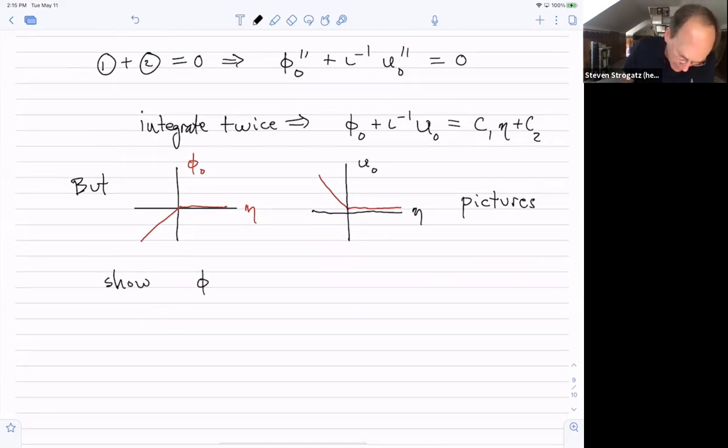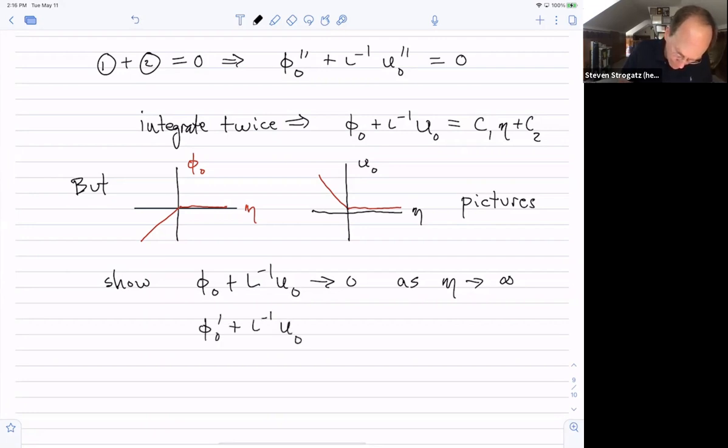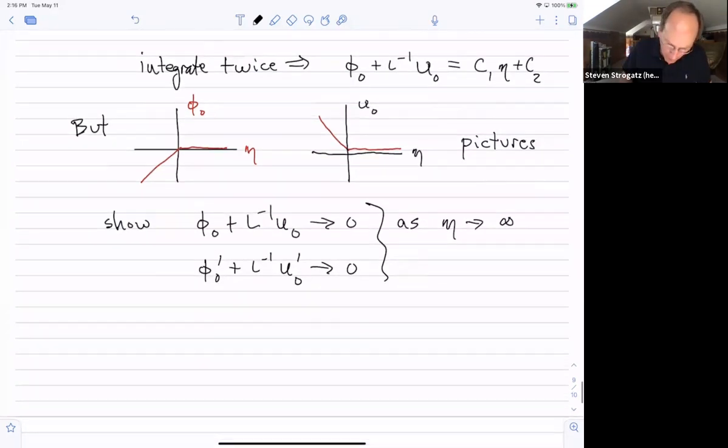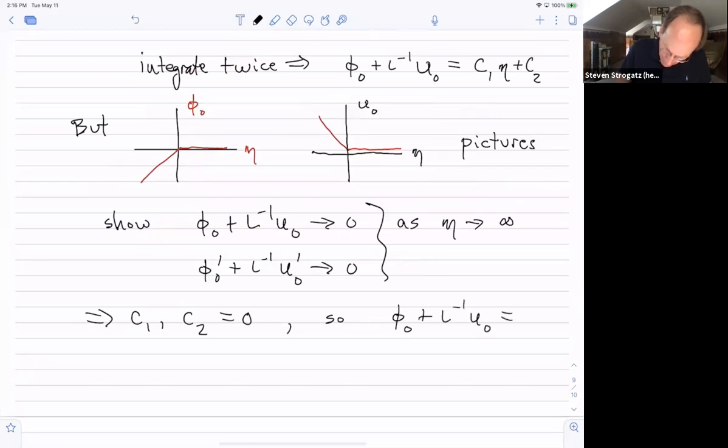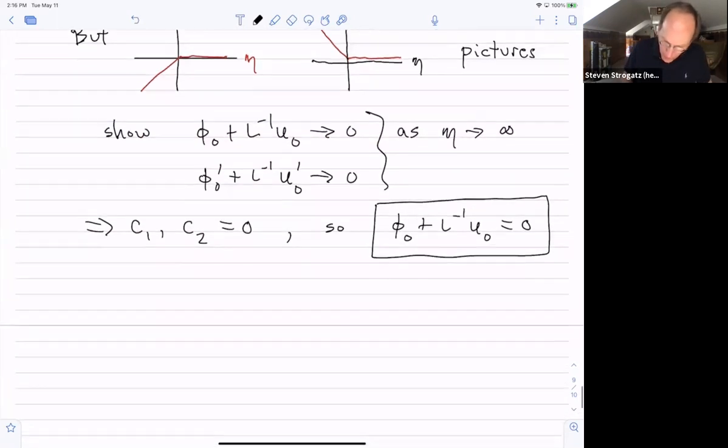a couple of things. One is, let's think about some limiting behavior. Phi zero plus L inverse U zero should go to zero as eta goes to plus infinity, right? Because both curves are zero on that side. Both lines are zero on the right. And the same thing holds for their derivatives. Those are both true. So using those facts, you can conclude that C1 and C2 have to be zero. And so we're just left with phi zero plus L inverse U zero equal to zero. Very pretty. In other words, we've now eliminated one in favor of the other.